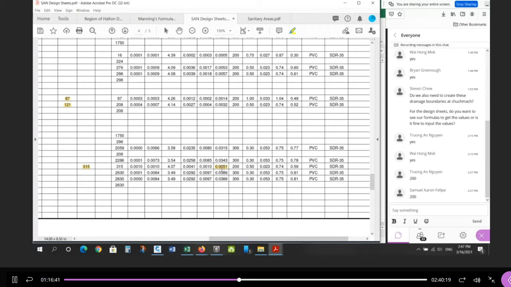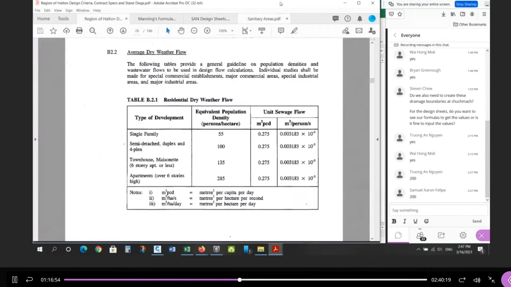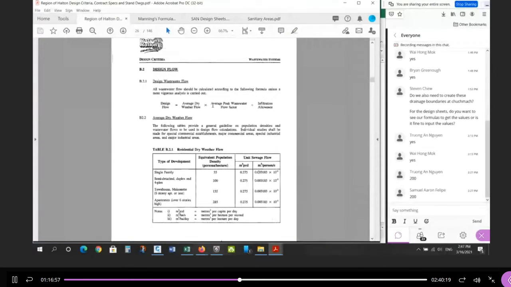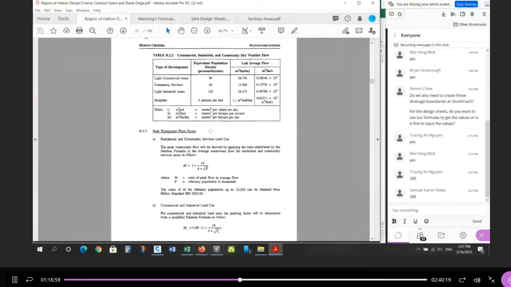Okay. Now the minimum pipe size, as discussed in the standard, is shown as a 200 millimeter pipe with a 0.5% minimum slope. So that's in the Halton standards. If you read this document, you should see that information for pipe design.